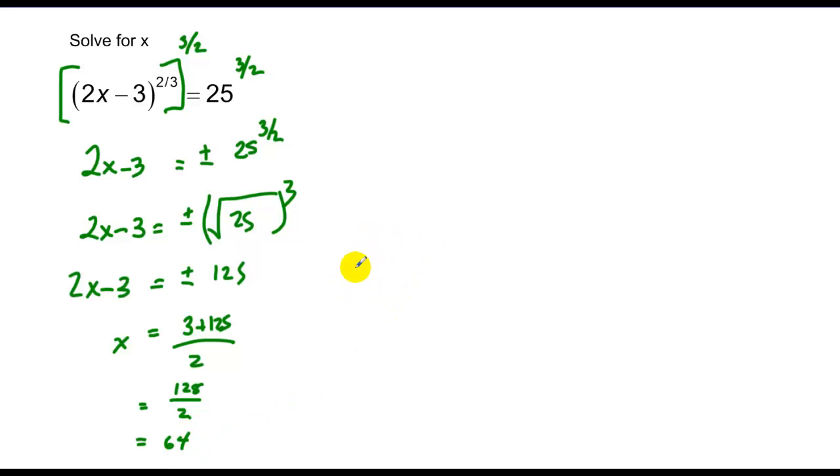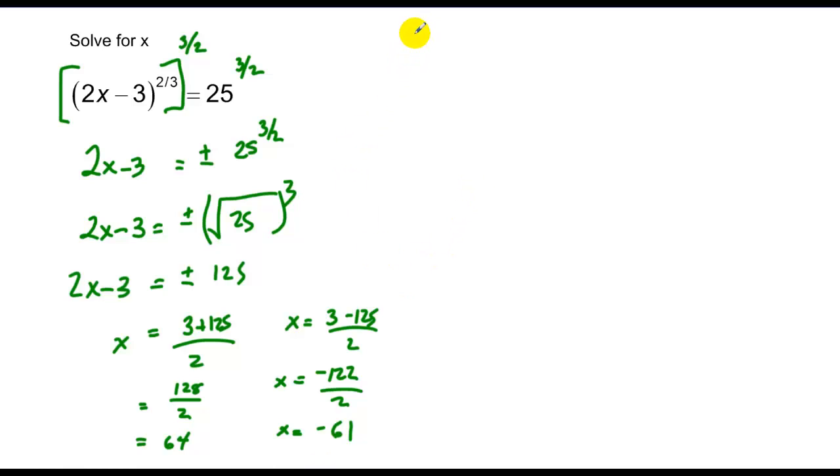And then when I have x equals 3 minus 125 over 2, that gives me a negative 122 over 2, or x equals negative 61.